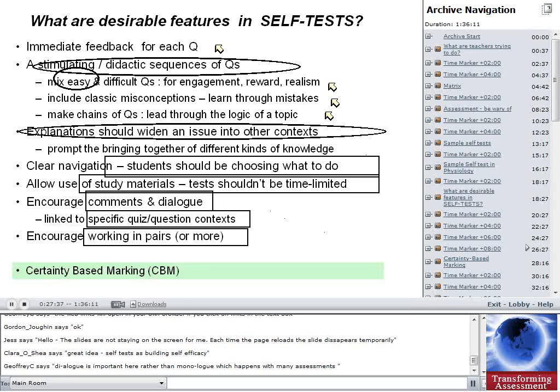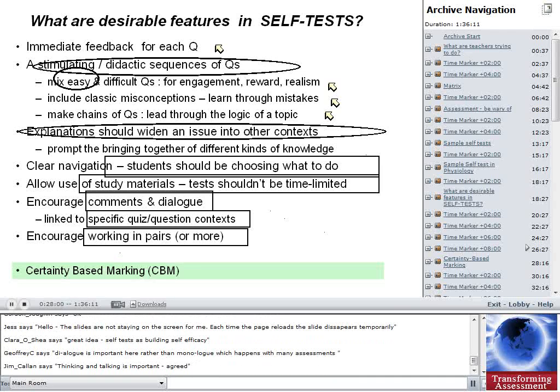So the last thing: these are all issues so far that I've kept separate from my own central reason for building a new software system in LAP, which initially was the certainty-based marking. That's also something that I think it's quite important to look at as being a major thing that can improve the efficiency of self-tests. So I want to go on to talk a bit about certainty-based marking.